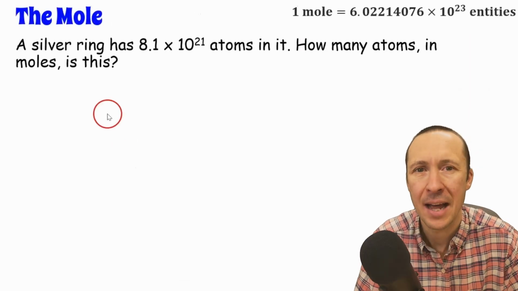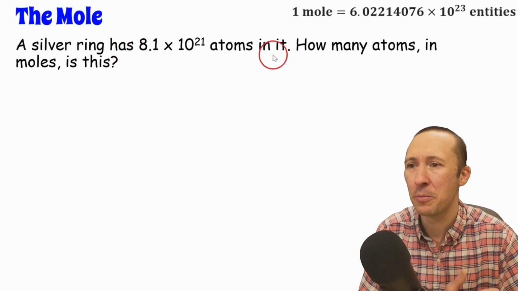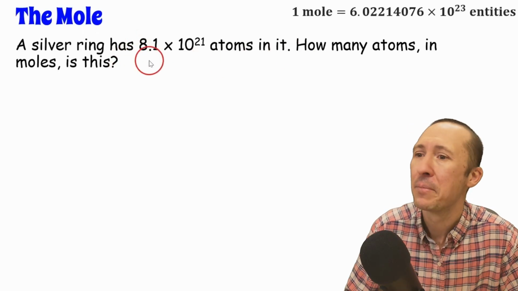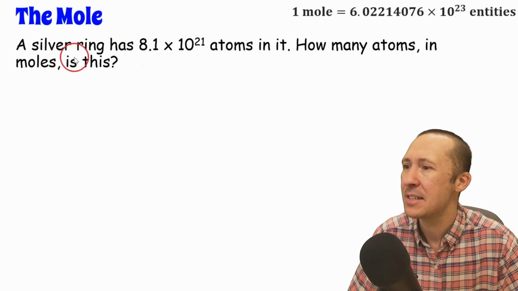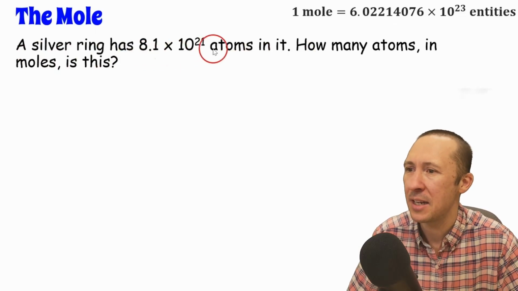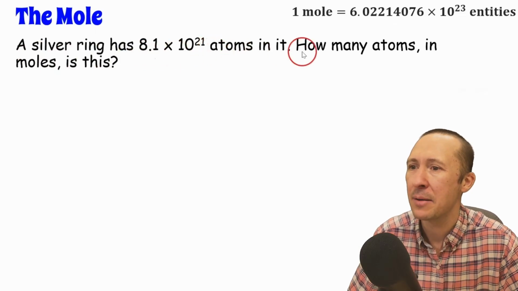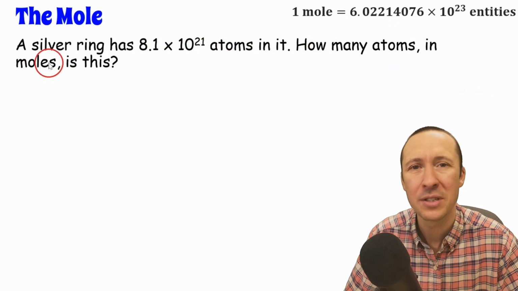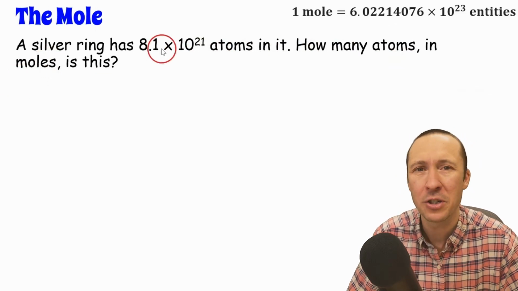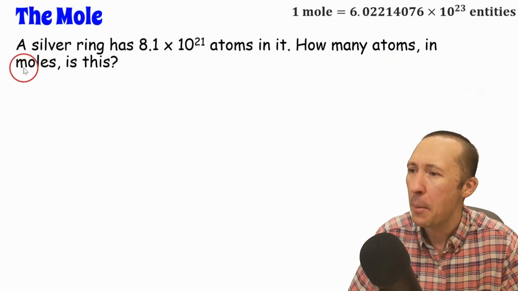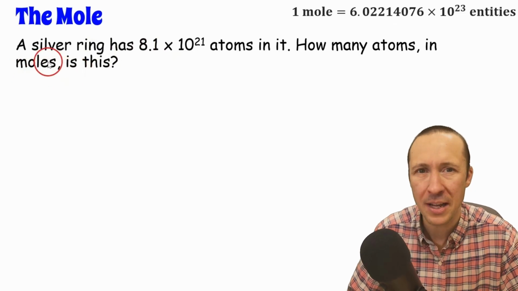Okay, now we'll do an example of counting by grouping using the mole. And this is our example. A silver ring has 8.1 times 10 to the 21 atoms in it. How many atoms in moles is this? So this is a conversion question, and it's asking us how many moles there are. So that's our desired unit.